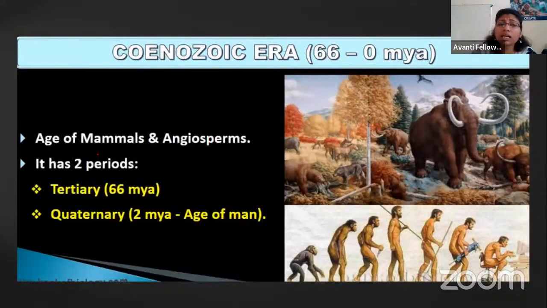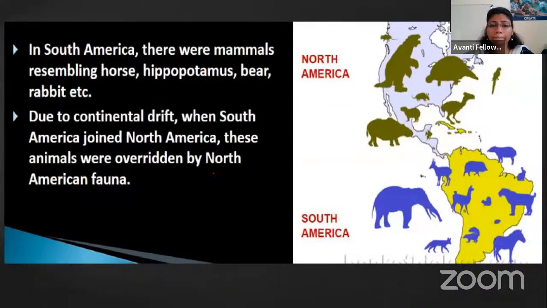Then the last is our Cenozoic era. This started 66 million years ago and continues till the present. So we are living in this Cenozoic era, which is the era of mammals and the angiosperms.